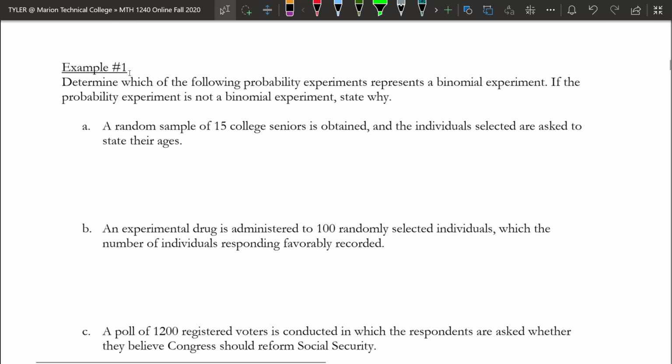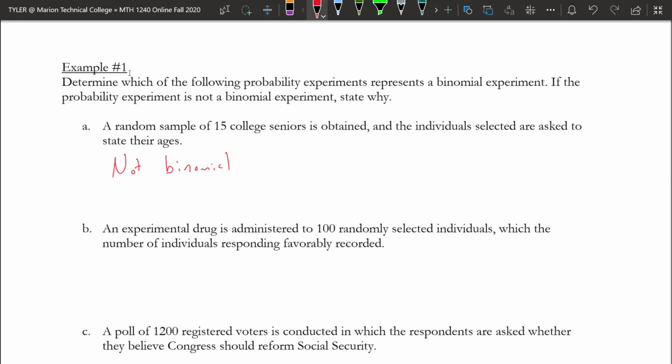This next example is going through some probability experiments and trying to decide if each is binomial or not binomial. Part A says a random sample of 15 college seniors is obtained, and the individuals selected are asked to state their ages. Typically, age is a continuous variable, and also it's not clear if there's success or not. So this situation would be not binomial.